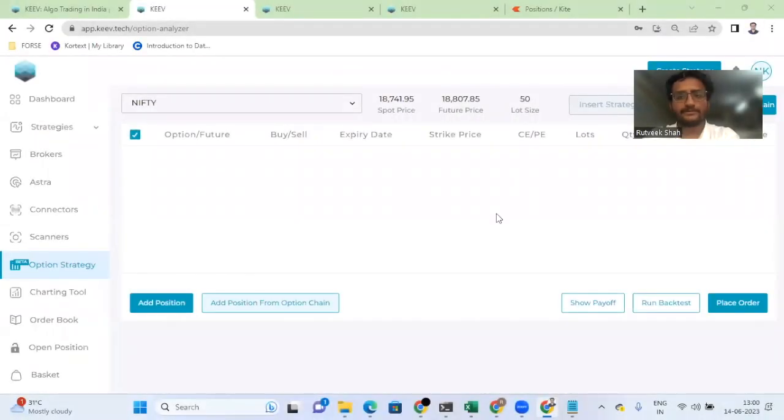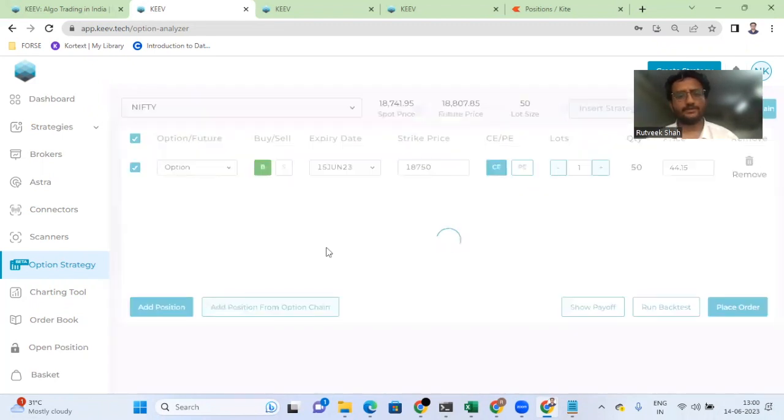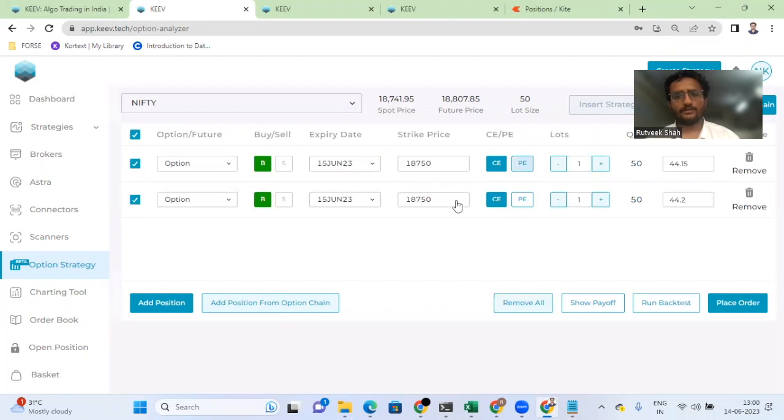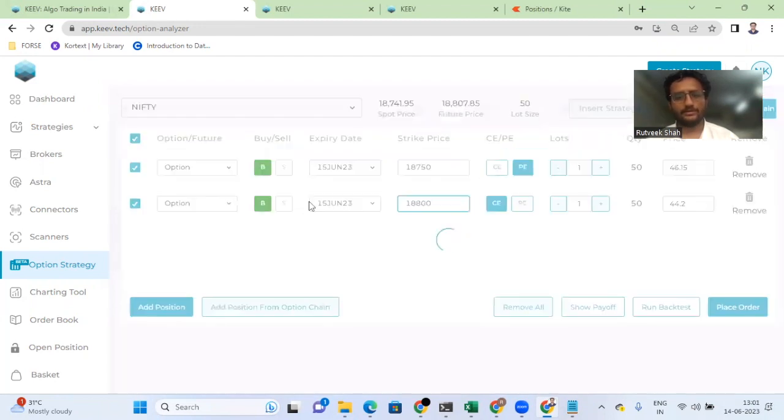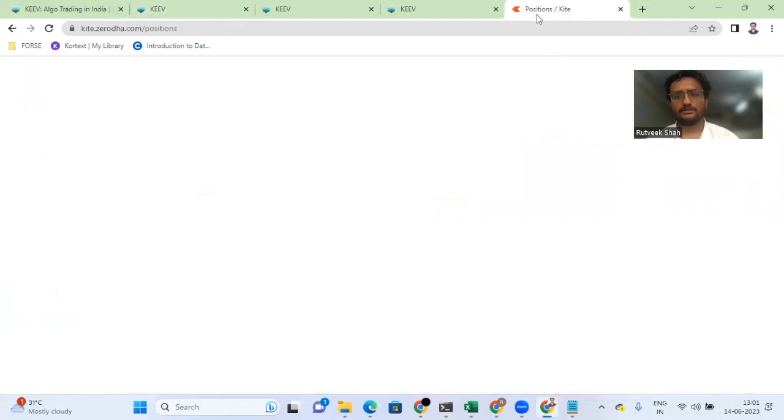Hello everyone. As we can see from the page here, the Nifty spot is currently trading around 18,741. And as we saw earlier from our payoff, I'll just show it quickly to you again. 18,750 put and 18,800 call. We have sold both of these. Let's check the prices.